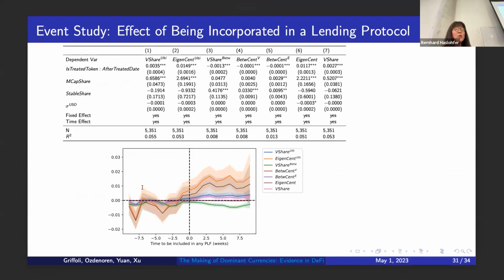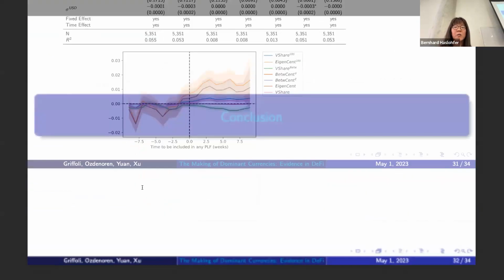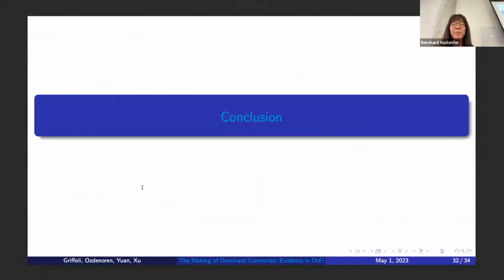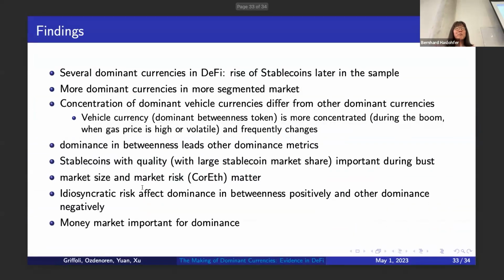We also did the event study and found a similar conclusion. So let me just conclude. We have found there are several dominant currencies in DeFi. We also find the rise of stable coins later in the sample, more dominant currencies, and a more segmented market. Concentration for dominant currencies is quite different for vehicle currencies and other types of dominance.